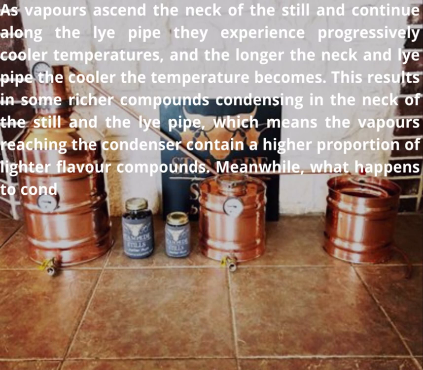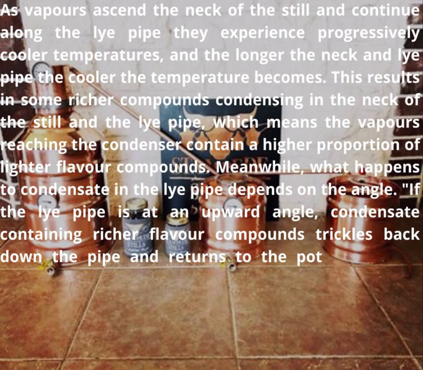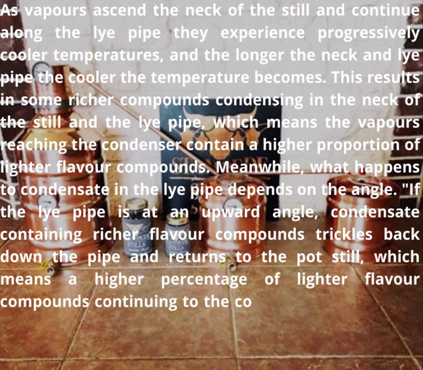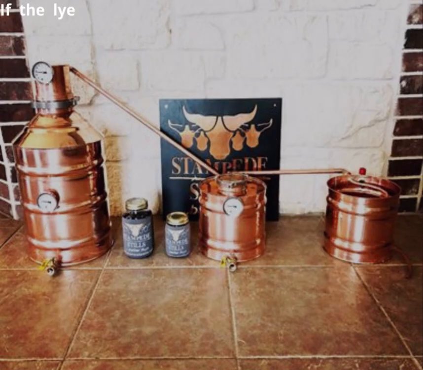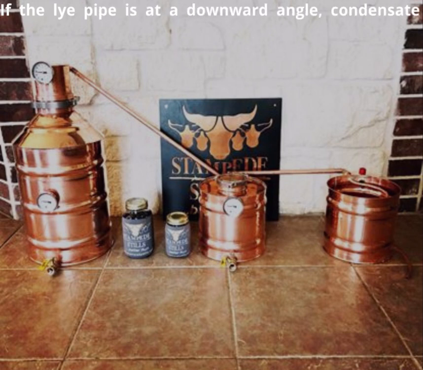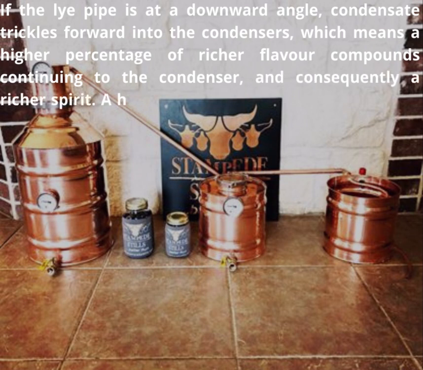Meanwhile, what happens to condensate in the Lye Pipe depends on the angle. If the Lye Pipe is at an upward angle, condensate containing richer flavor compounds trickles back down the pipe and returns to the pot still, which means a higher percentage of lighter flavor compounds continuing to the condenser, promoting a more elegant spirit character. If the Lye Pipe is at a downward angle, condensate trickles forward into the condensers, which means a higher percentage of richer flavor compounds continuing to the condenser, and consequently a richer spirit. A horizontal Lye Pipe is effectively a halfway house.